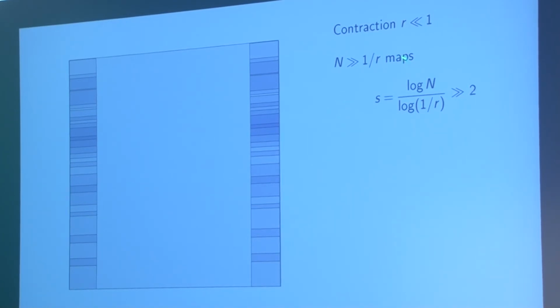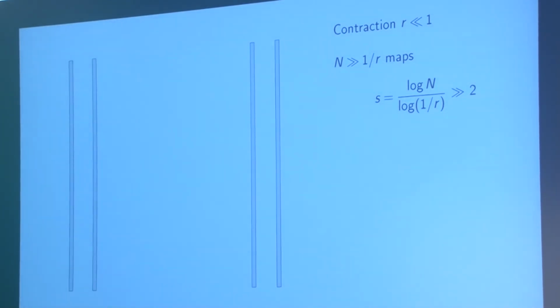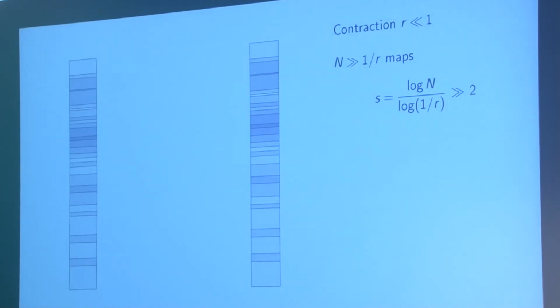Now, a simple calculation shows that the similarity dimension of this system is just the log of the number of maps over log 1 over r, and that's going to be a very big number. It's more than 2. Now, what's the attractor going to be? What's the self-similar set going to be?